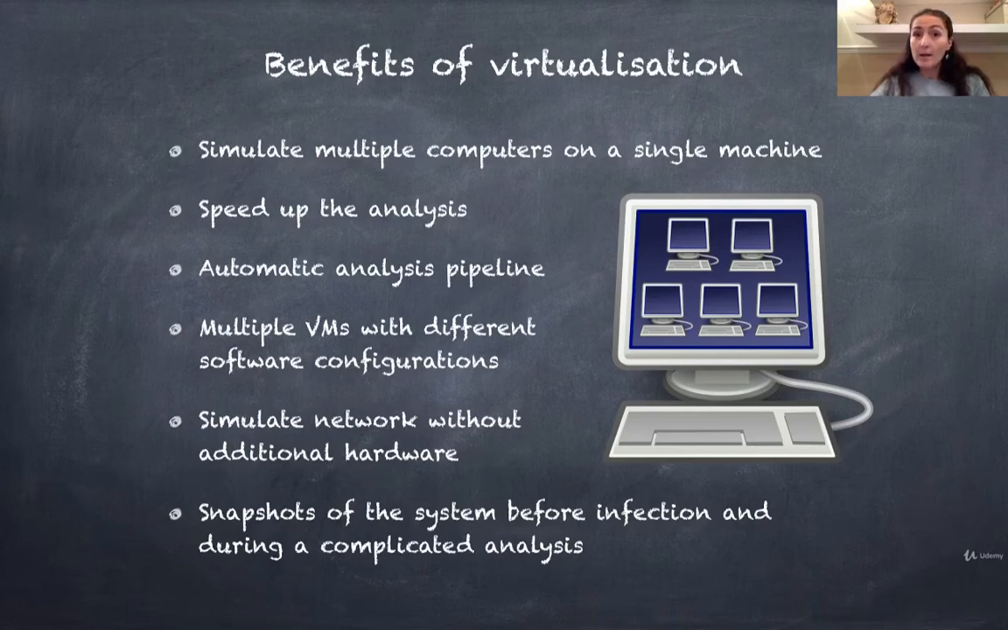A lot of malware samples will only execute on specific environments. For example, exploits will only work for certain vulnerable software versions. Virtual machines allow us to have multiple configurations available and spawn each one when needed. We can virtualize an entire network without additional hardware, greatly reducing the costs of equipment and maintenance.